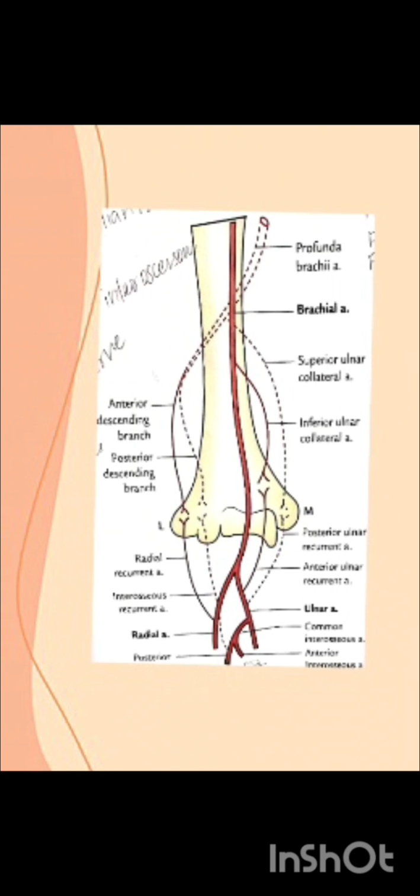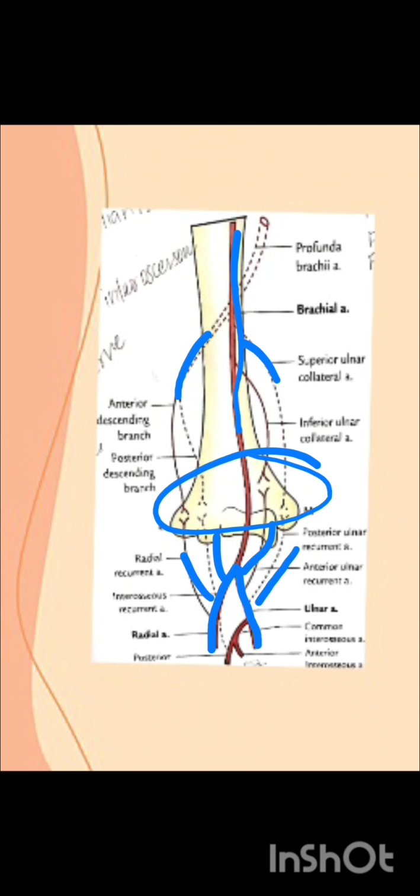So first, the main arteries are brachial artery, radial artery, ulnar artery, and these are the branches from the brachial artery. These are the branches of the radial and ulnar artery. These form the anastomosis around the elbow joint. So now we are going to see what are the branches involved in this.